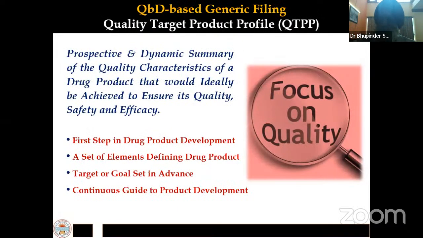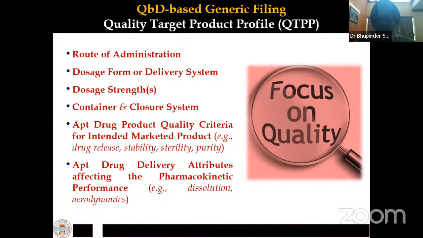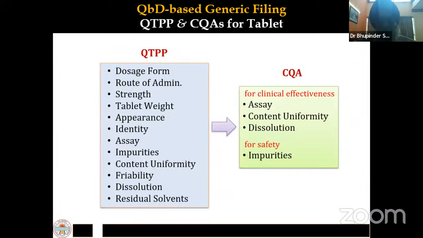So let's talk about QTPP, quality target product profile, which is the first step, and which includes what is the route of administration, what is the dosage form or delivery system, what is its dosage strength, what are the packaging containers, enclosures, and what are the drug delivery criteria, what are the pharmacokinetic parameters of the marketed product, that's the reference listed product, like dissolution, like drug release of the marketed product, like aerodynamics in inhalation system.